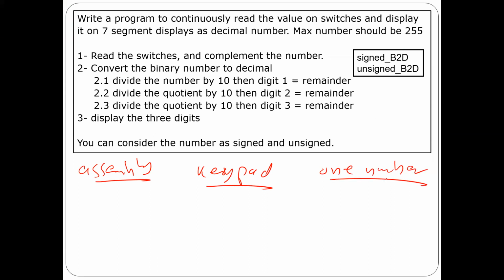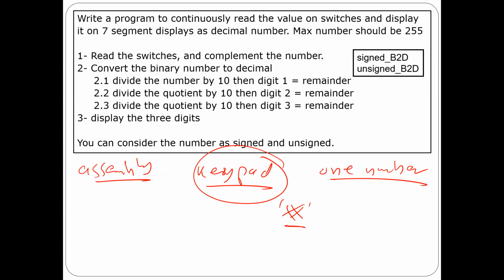What if I need to get multiple numbers, not only one number? You can use the keypad multiple times. For example, I can ask the user, please enter a number, and when you are done, press enter. And enter can be any special key, for example, the key that has this ASCII. You understand what I'm saying?